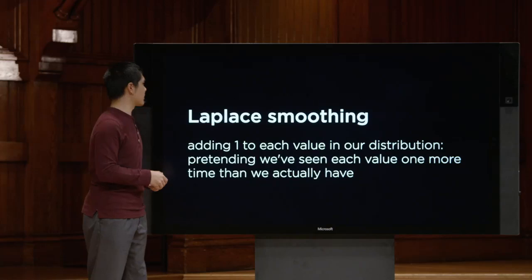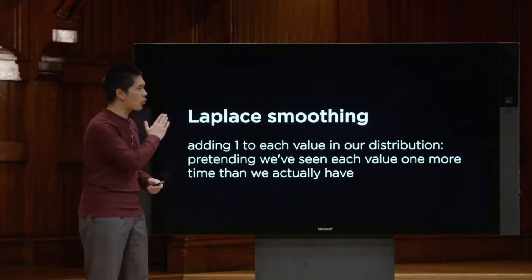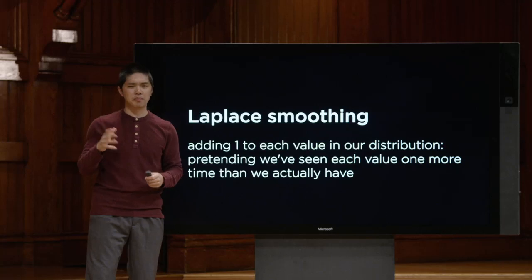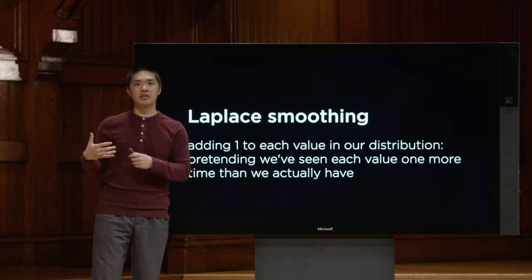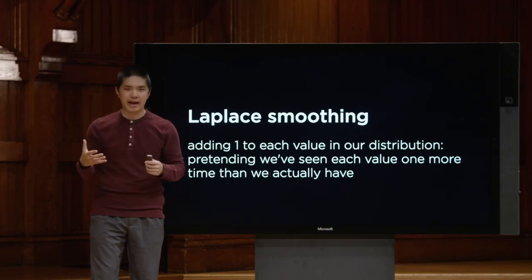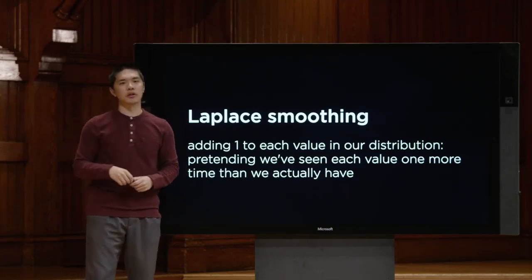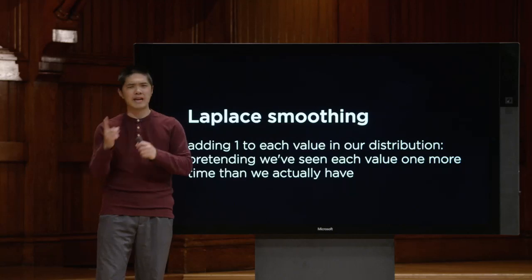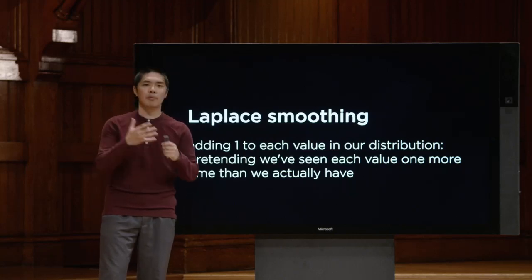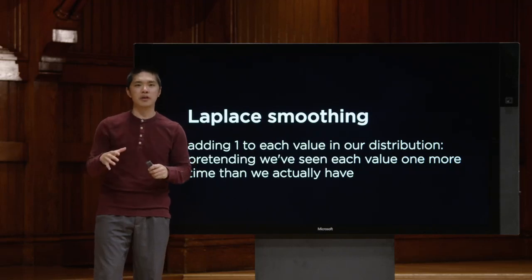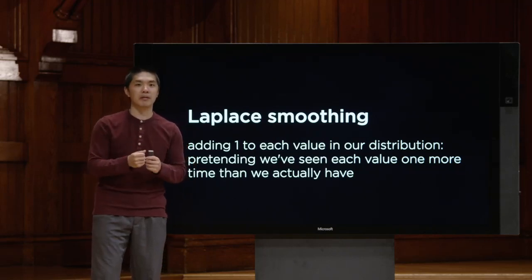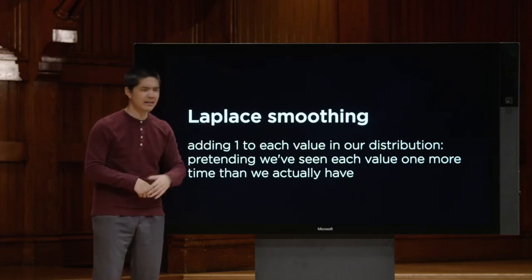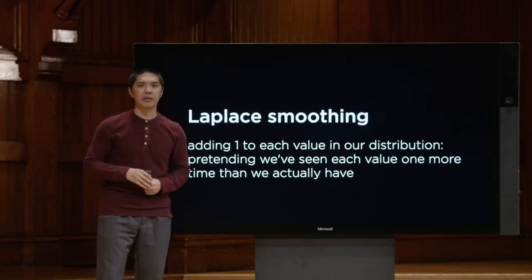And a common form of this is Laplace smoothing, where we add 1 to each value in our distribution. In essence, we pretend we've seen each value one more time than we actually have. If we've never seen the word grandson for a positive review, we pretend we've seen it once. If we've seen it once, we pretend we've seen it twice, just to avoid the possibility that we might multiply by 0, and as a result, get some results we don't want in our analysis.